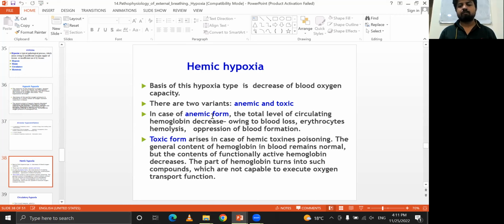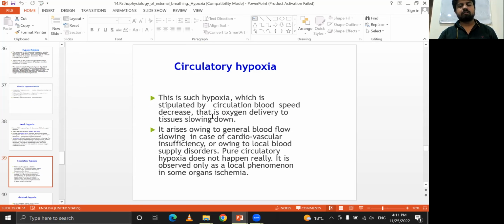So that's why the part of the hemoglobin turns into such compounds which are not capable of executing the oxygen transport function. So circulatory hypoxia means it is a kind of hypoxia which is stimulated when the circulation of blood speed decreases.